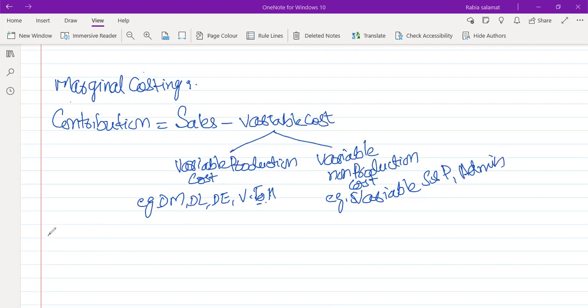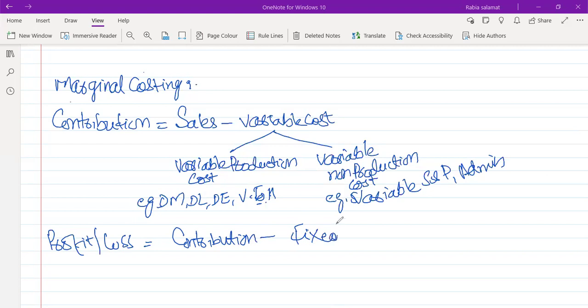Then we have profit or loss using marginal costing: contribution minus fixed cost. All the fixed costs, fixed production and fixed non-production.